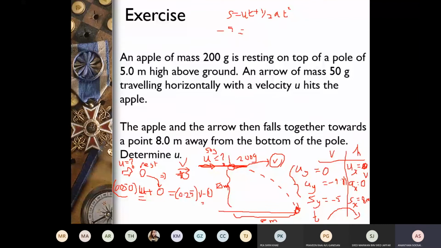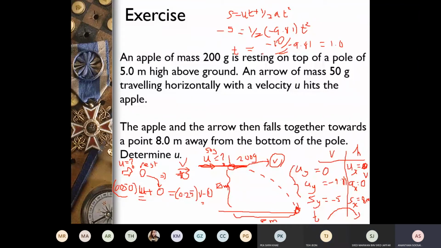S is negative 5. U was 0. Half. A is negative 9.81. So anyone, what's the time we got? G. So it's negative 10 over negative 9.81. Around 0 point something. Anyone? 1.02 seconds. Is it 1.02? Negative 10 over negative 10.